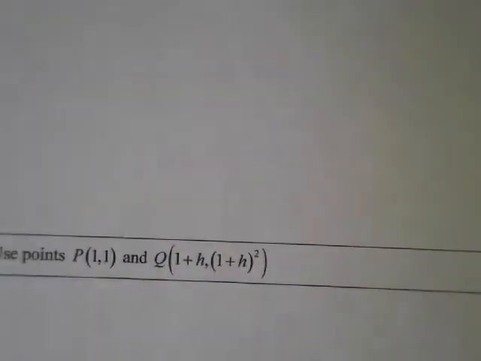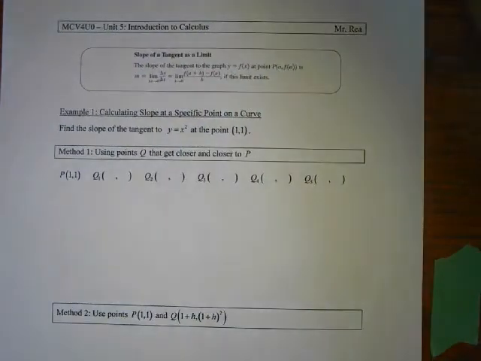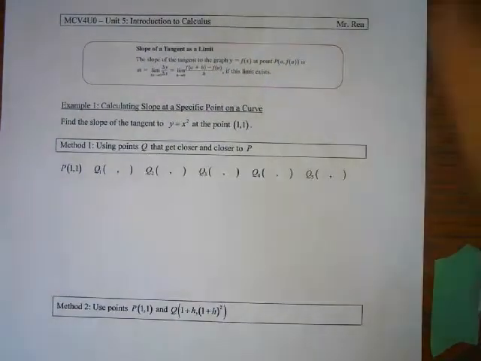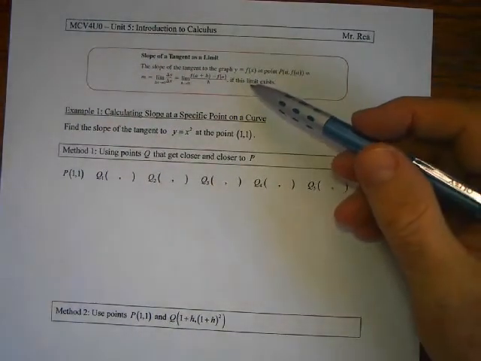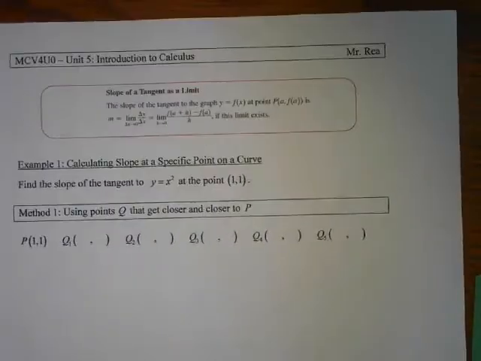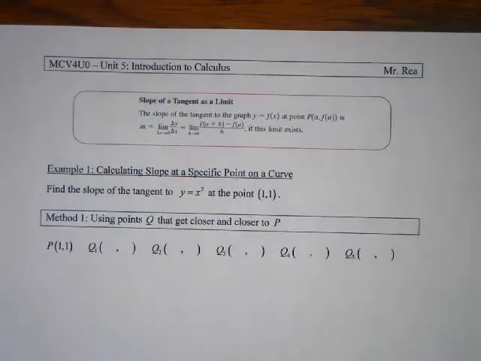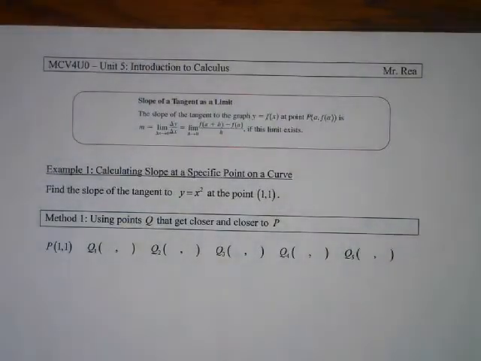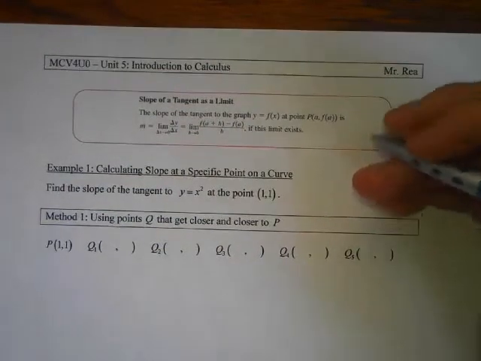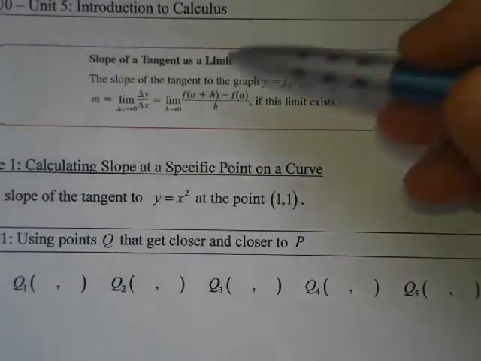I'm going to zoom back out. Okay, now up here we have it. Let me zoom back in a bit. So based on what we just said on the previous page about the slope of a tangent, that was all just words. So let's try to make it more mathematical. Okay, so the slope of a tangent as a limit.